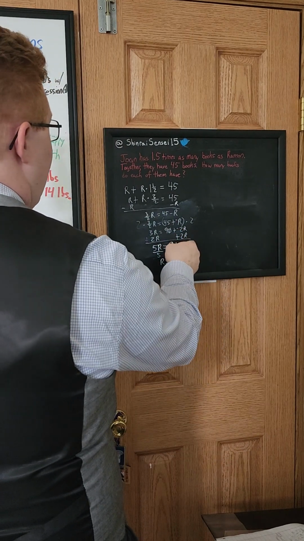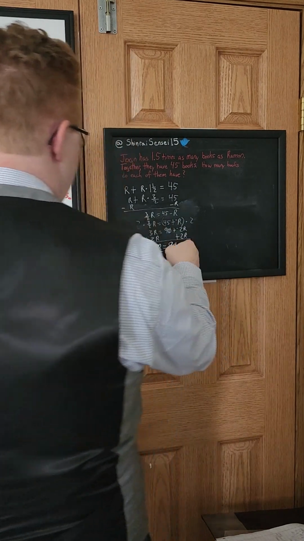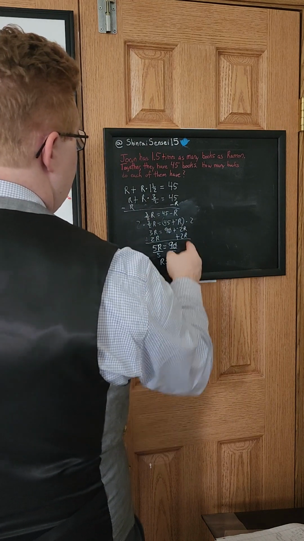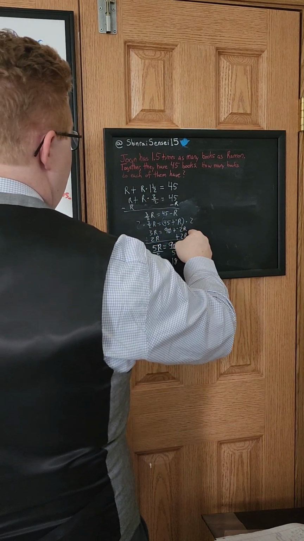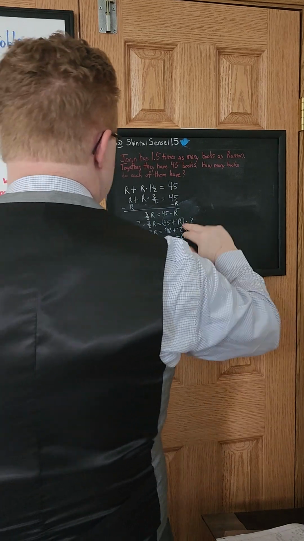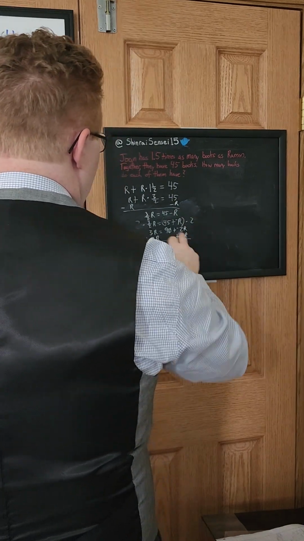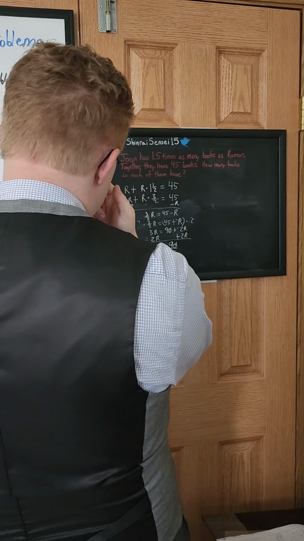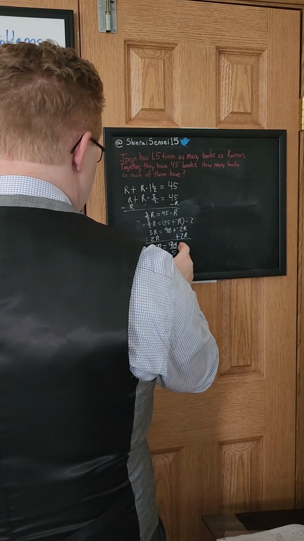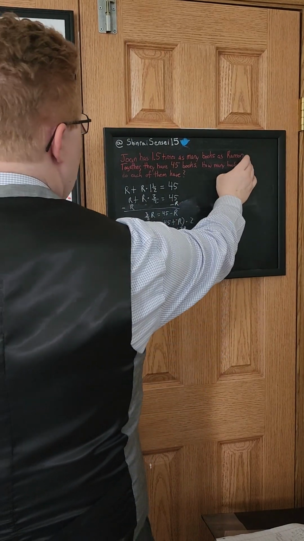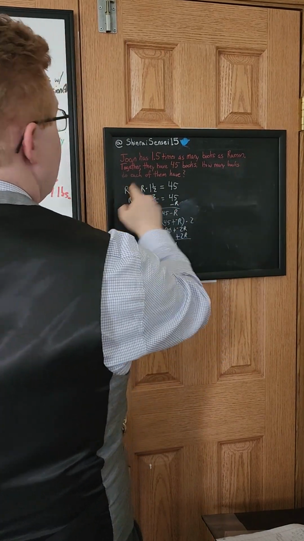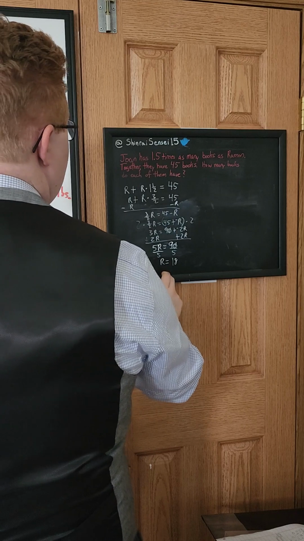Now, add the R's back onto the other side here. So take this negative 2R and add the opposite, which is positive 2R, to both sides. Now it's 5R is equal to 90. Divide both sides by 5. R is equal to 18. So now we know Ramon, who is the R value here, has 18 books.